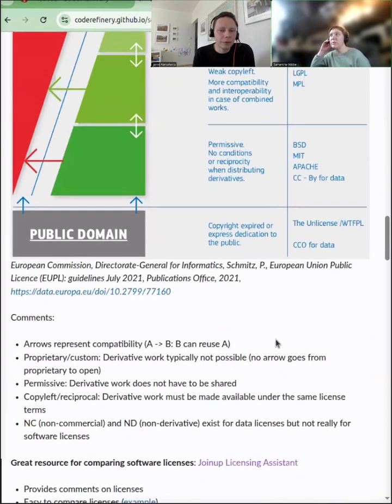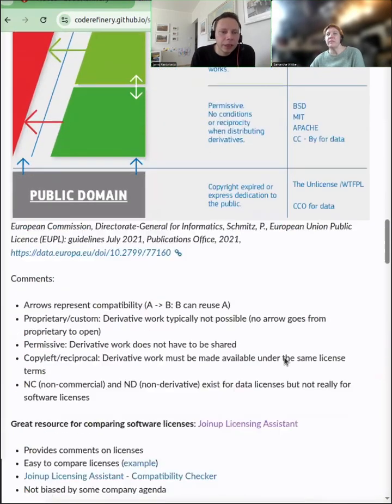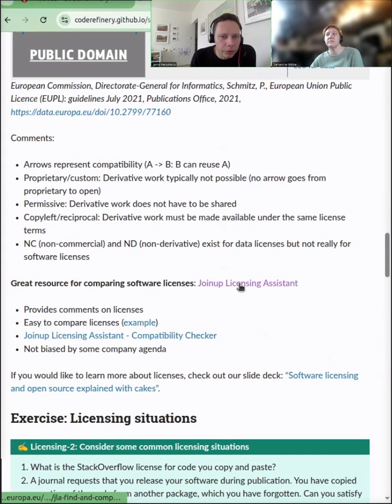Yeah, and that's where it's important that you look at the license early on, because the license of code that you are using together with your own code might define which licenses you can actually use yourself for your own code also. Yeah. So one thing I want to mention or show is this JoinUp licensing assistant.